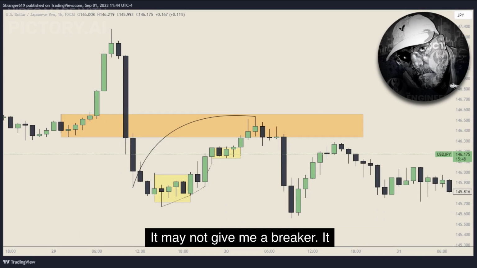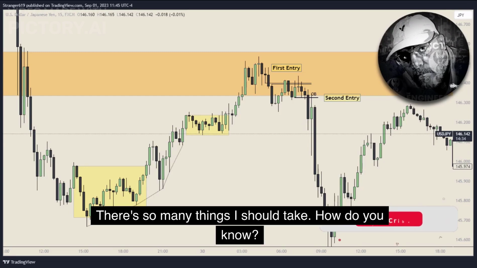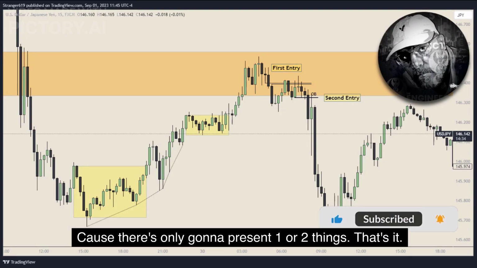It may not give me a breaker. It may just give me a fair value gap. It may just give me an order block. It may just give me a propulsion candle. But there's so many things, ICT. How do you know? Because it's only going to present one or two things.